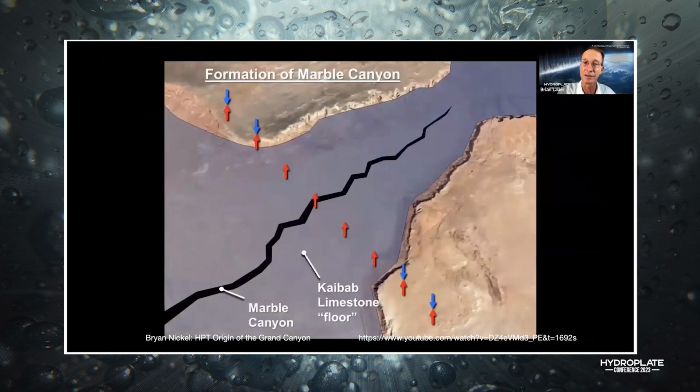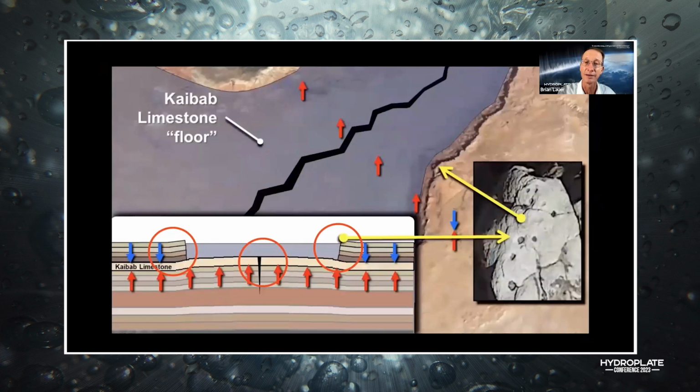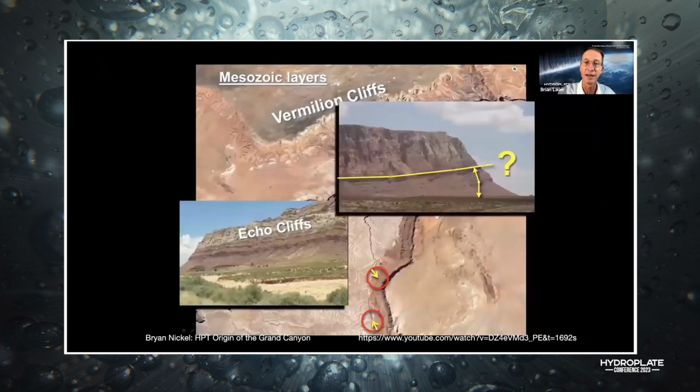Okay, and so it cracks. And so the river goes through the crack. And yeah, these are the up slanted layers, and that's exactly what we see. When we look across at Echo Cliffs and Vermilion Cliffs, they're kind of slanted upright. There was a big bulge right there, and then the Marble Canyon cracked, and the river flows through the bottom of the crack.